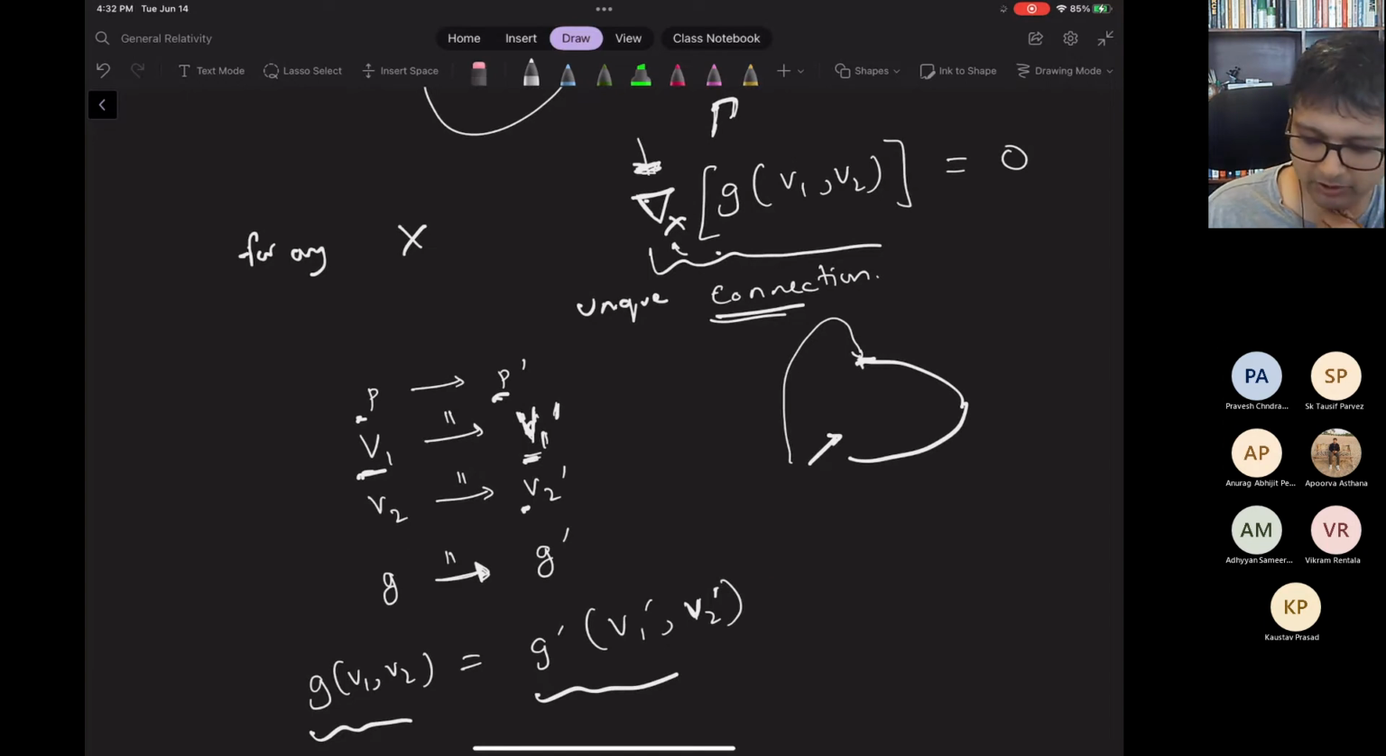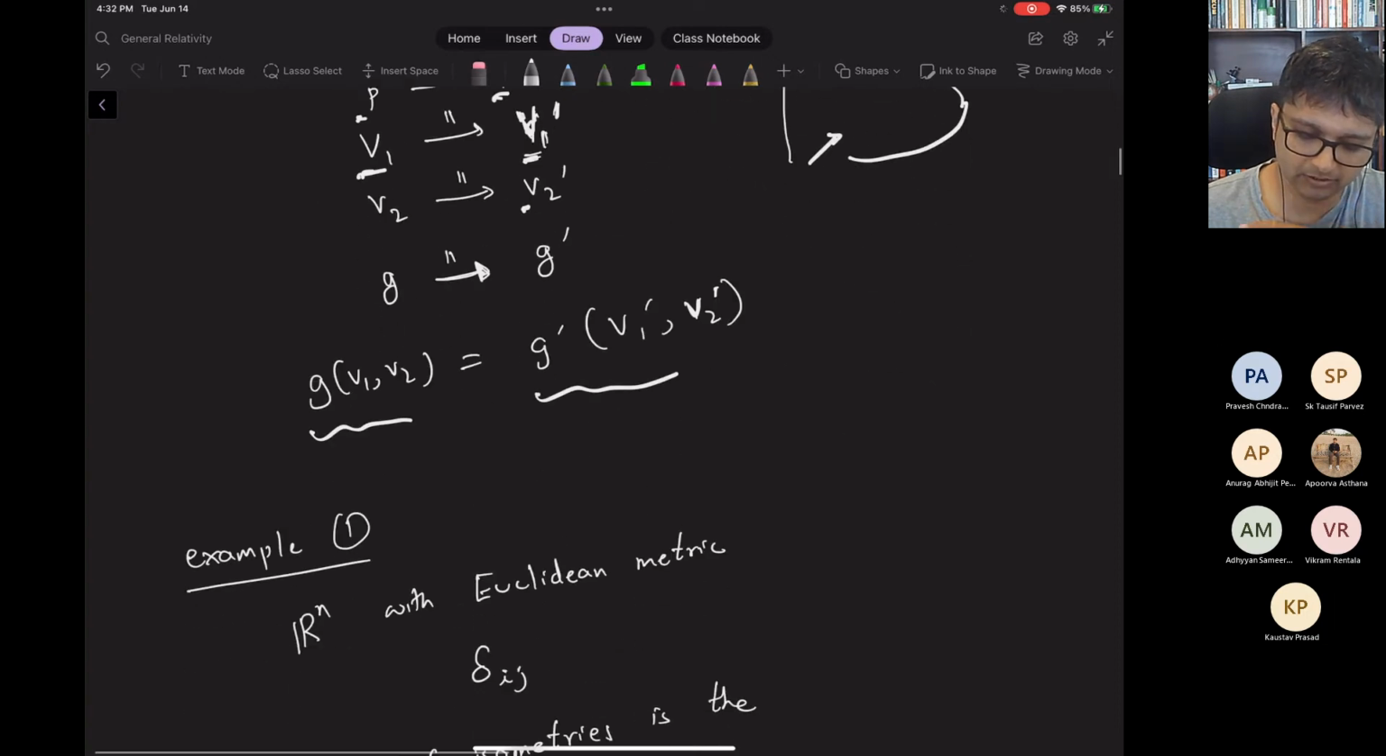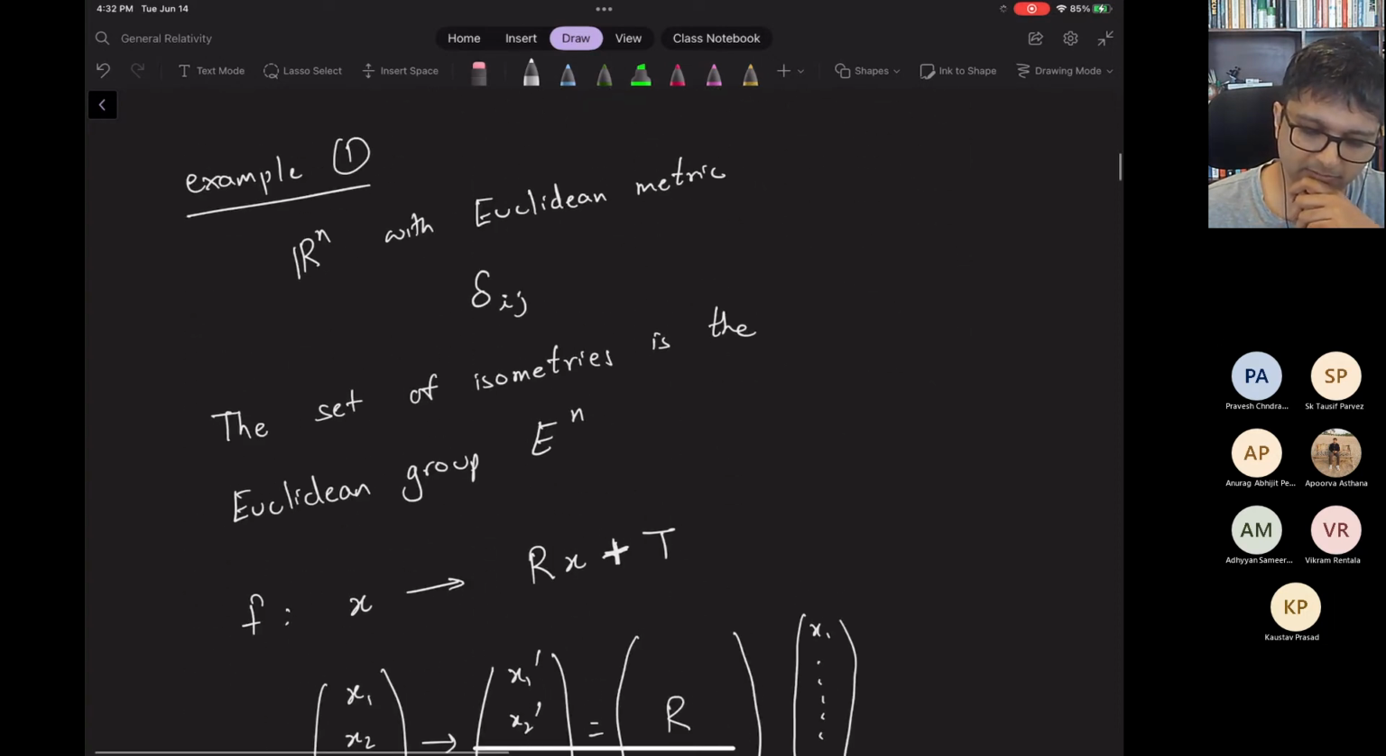In fact, when we do an example, I'll show you the difference that you get between parallel transport and what happens to vectors under this push forward, or what happens to the inner products. So let's do some examples and then maybe it'll become clear.